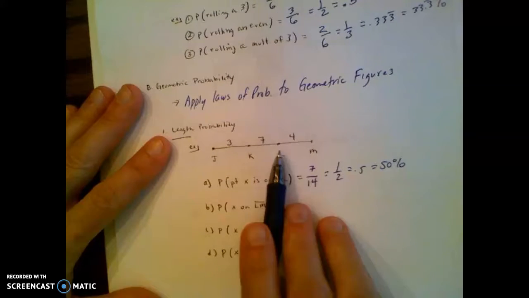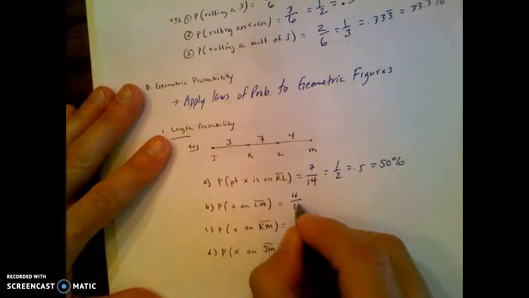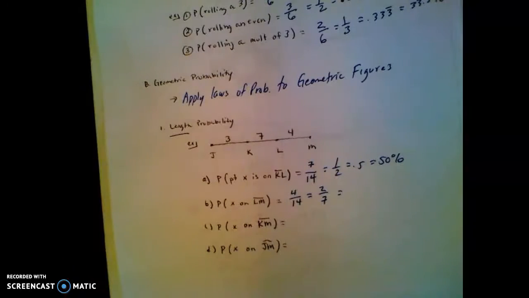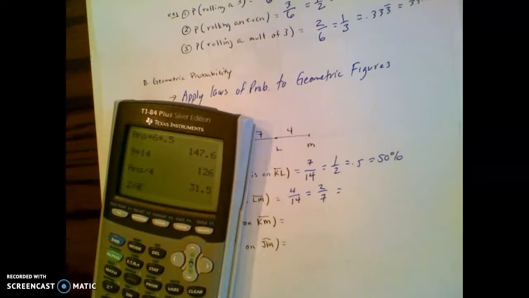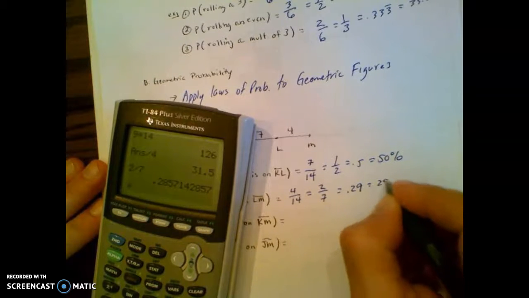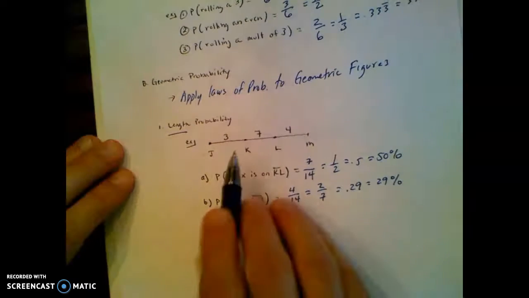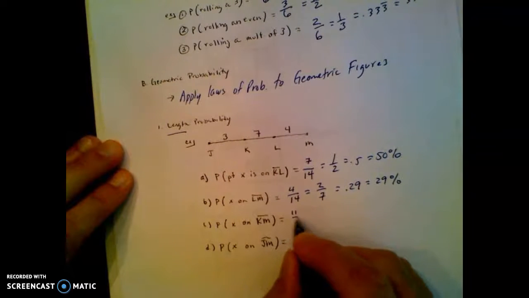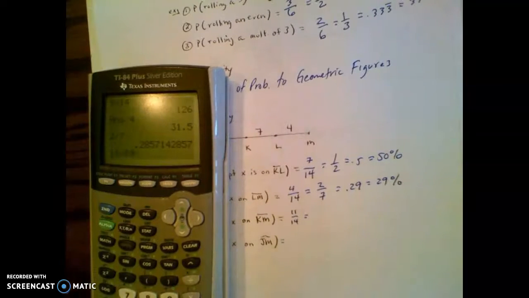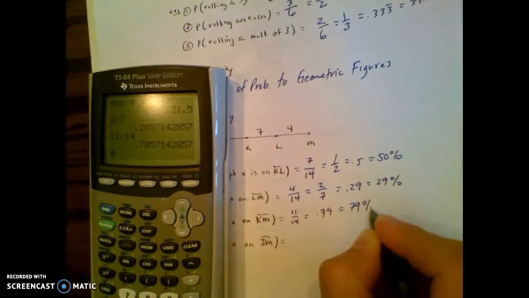If it falls on LM, well, LM is 4, which would be a success. The whole thing is still 14. That goes down to 2 over 7. So if you wanted to write that as a decimal, you just go 2 divided by 7 on your calculator, and that's 0.29, we'll call it, which is about 29%. And then if you want to fall on KM, KM then is 11, so that's a success. Out of 14, 11 out of 14 is 0.79, which is about 79%.